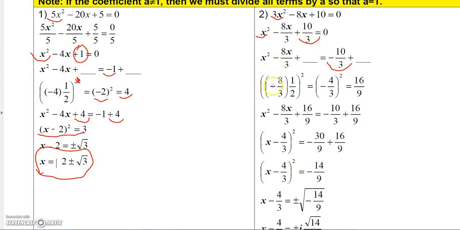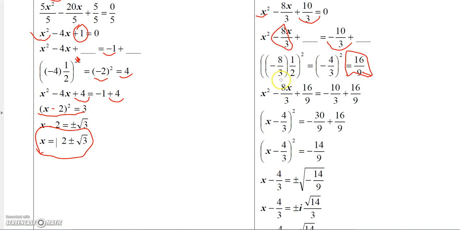And now I have to multiply the b term, which is actually here the negative 8 thirds. So I multiply that negative 8 thirds times a half. Well, that's going to be negative 8 over 6, which reduces to negative 4 over 3. And then I have to square it, so negative 4 thirds squared would be 16 ninths. So now I know I'm going to add 16 ninths to both sides. So I'm going to add 16 ninths here, and then I'm also going to add 16 ninths over here.